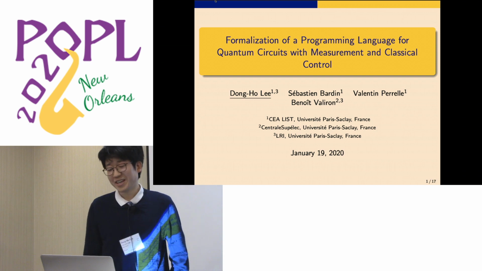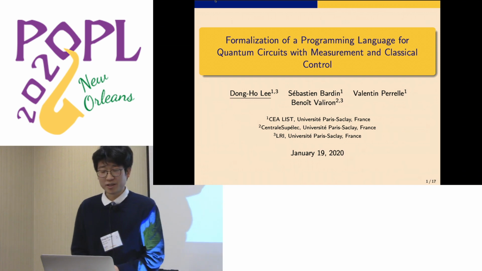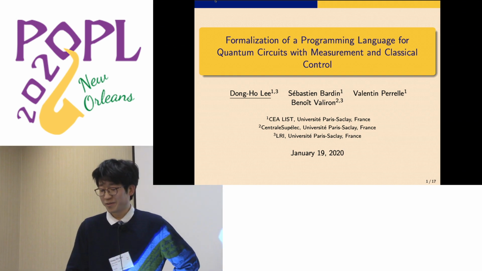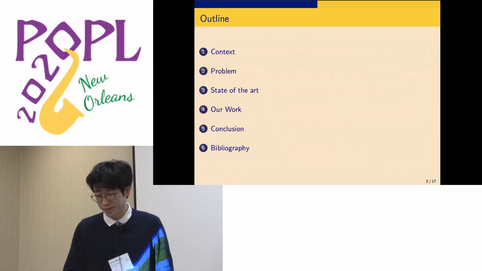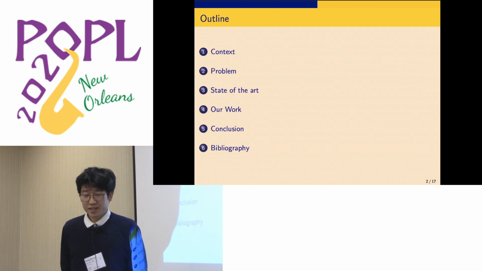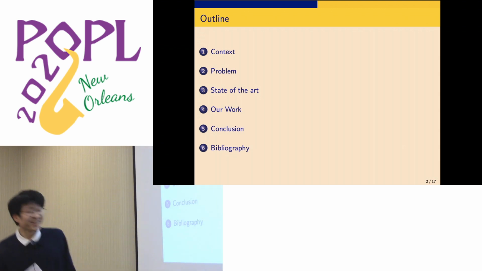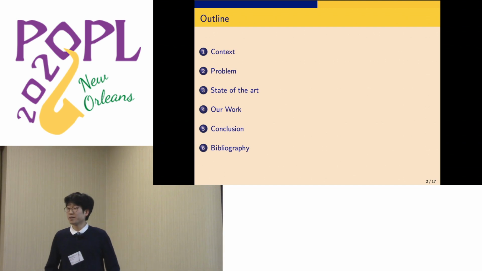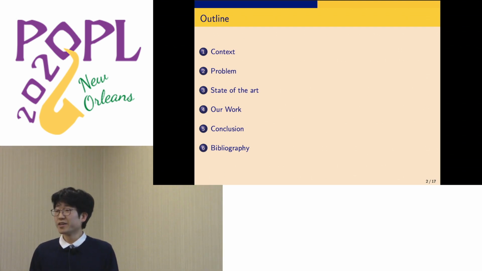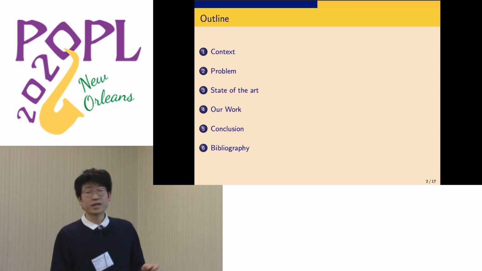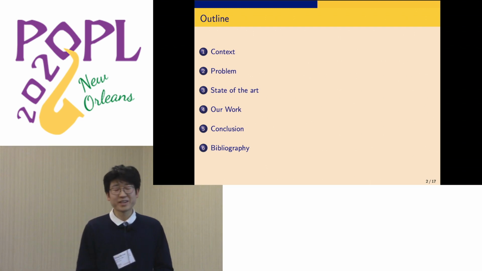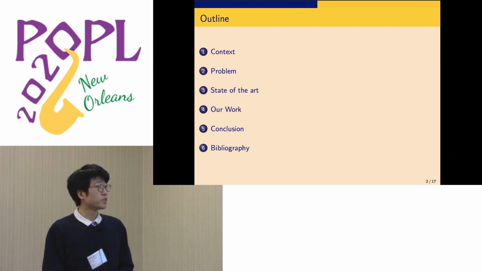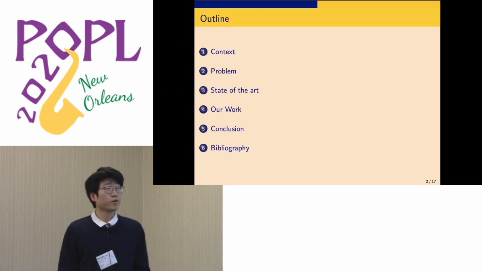My name is Dongho Lee, and I'm going to talk about the formalization of a programming language for quantum circuits with measurement and classical control. The outline is, I will give some brief context, and I will state more specifically the problem that we want to solve, and we want to mention the previous research works, and then we move on to our work.